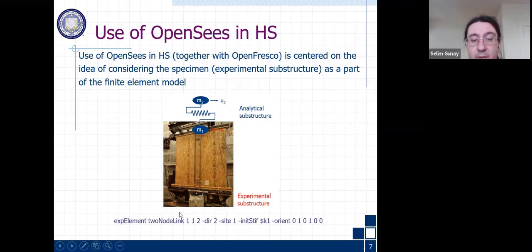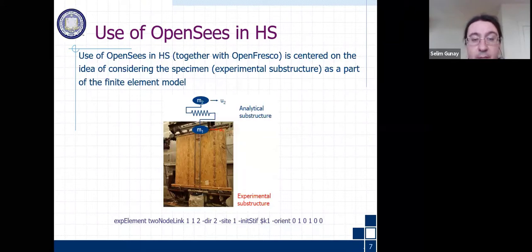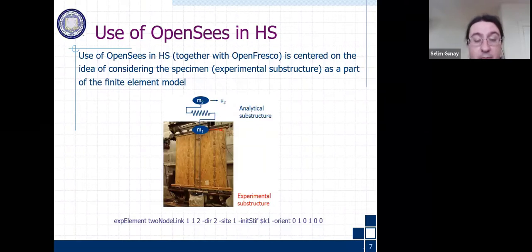This is just an example for the two-node link experimental element, for which there is also a regular version of the two-node link element. Here, the description of this element is done in the same way as in a regular numerical model. We have the tag of the element, start node, end node, and so on. But the main difference is we use this site command, which allows us to communicate with the lab, sending the displacements and obtaining back the forces.